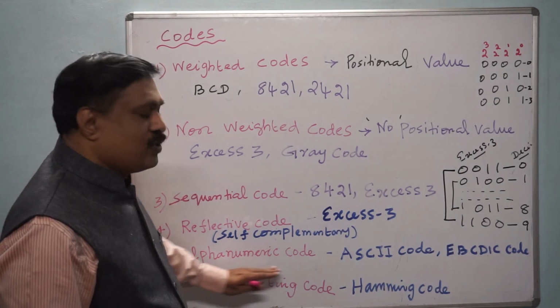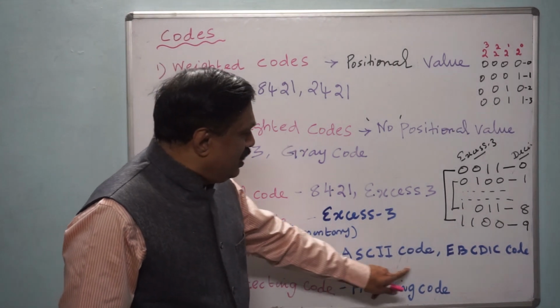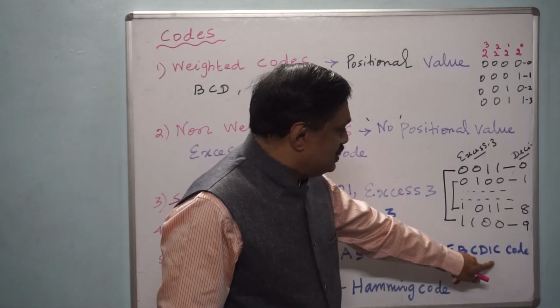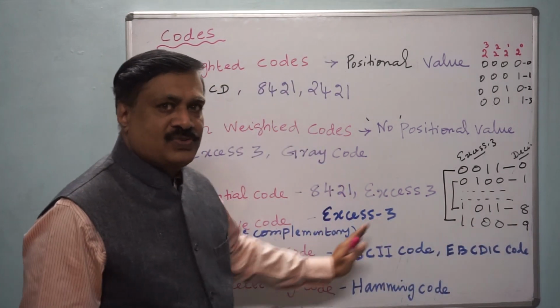And alphanumeric codes: ASCII code and this one, EBCDIC code. Both are examples of alphanumeric code.